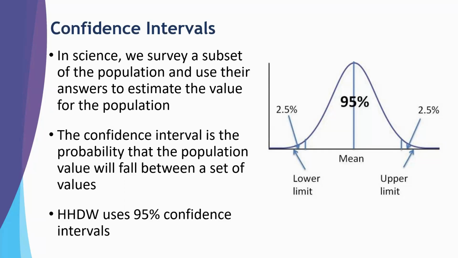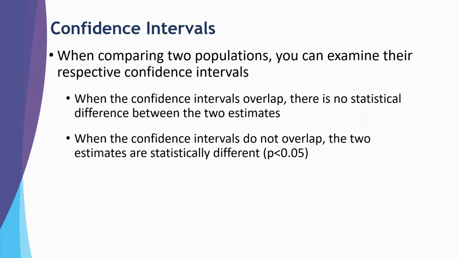This is what we use on HHDW and Hawaii Health Matters. One nice feature of confidence intervals is that you can actually do some simple statistics with them, and you don't even need a calculator. When you're comparing groups, be it geography, sex, age, race, or any other categorization of the population, you can compare the respective confidence intervals for each estimate to determine if the values are statistically different or not.